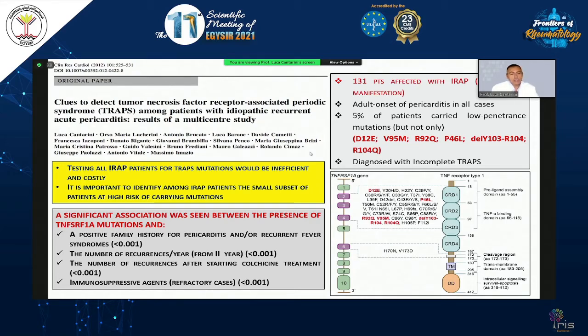A significant association was observed between the presence of the mutations in the gene responsible for TRAPS and the positive family history for pericarditis or recurrent fever attacks, with the number of recurrences per year from the second year from the index attack of pericarditis, since the genetically positive patients with recurrent pericarditis did not show any improvement over time after starting colchicine treatment. Finally, the need to start immunosuppressive agents over time for treating pericarditis was also significantly associated with the presence of mutations.